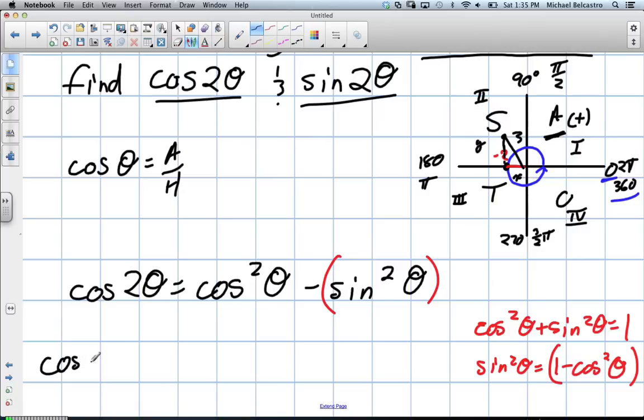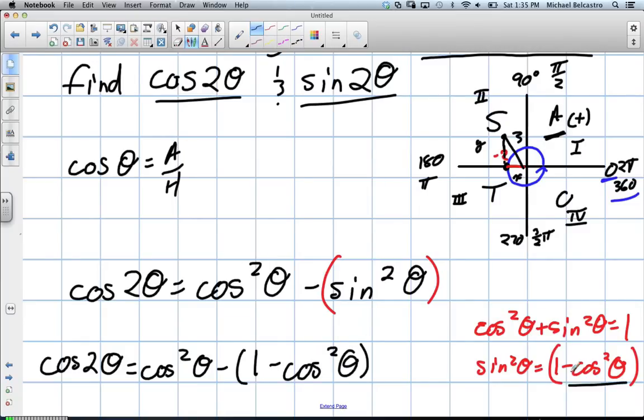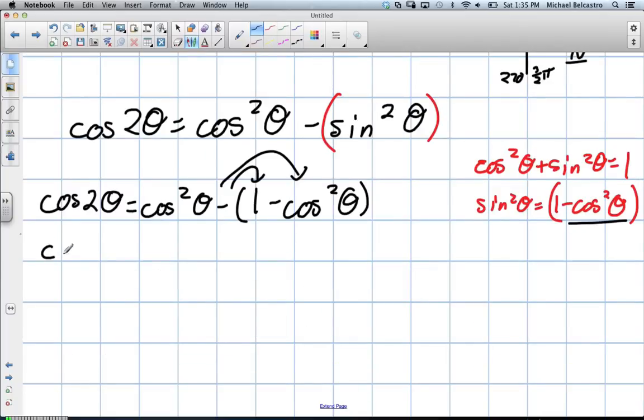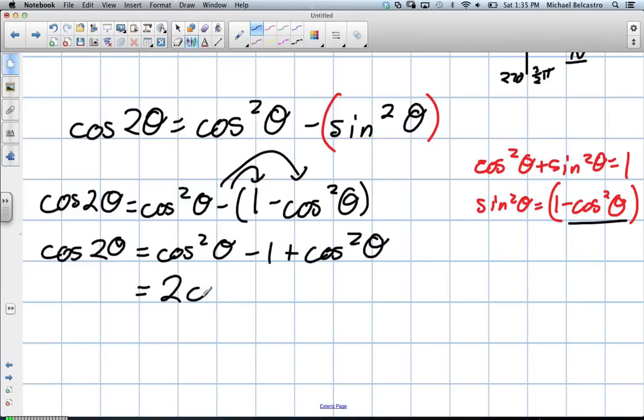We get cos double theta is equal to cos squared theta minus 1 minus cos squared theta. Okay, that's what we just plugged in there. We got to distribute that negative term into both of these. So we get cos 2 theta is equal to cos squared theta minus 1 plus cos squared theta, and when we add the two cos squared thetas together, 2 cos squared theta minus 1. Okay, now we only have a cos in this formula, right?